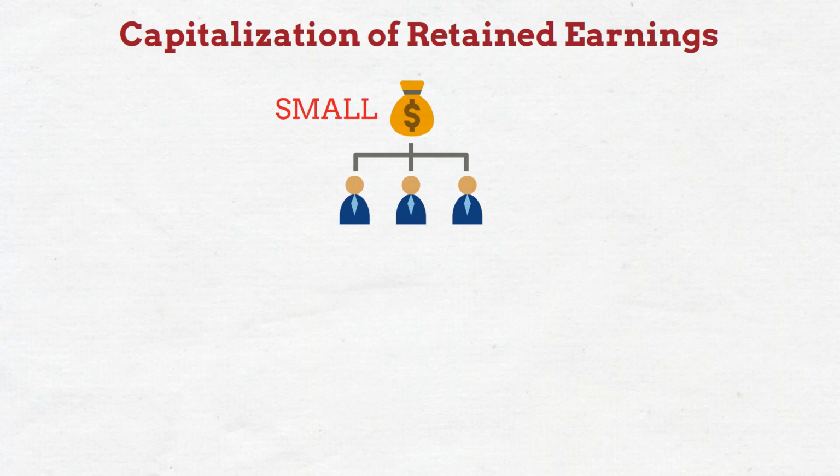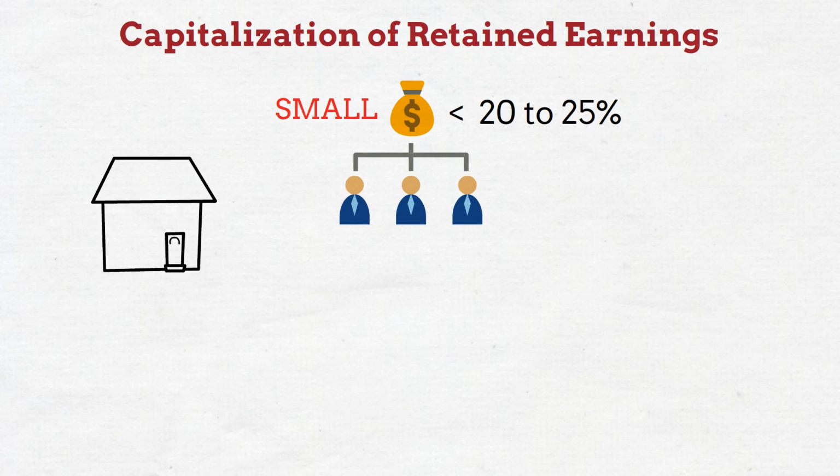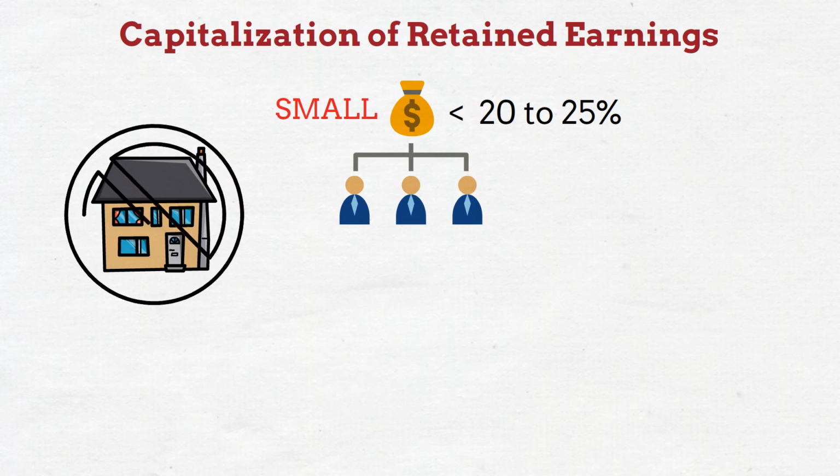Capitalization of retained earnings. When a corporation issues a small stock dividend, it distributes additional shares of its common stock to its existing shareholders. The dividend is considered small if the number of shares distributed is less than 20 to 25% of the outstanding shares. Unlike a cash dividend or a large stock dividend, a small stock dividend does not require the company to transfer any assets out of its retained earnings account.